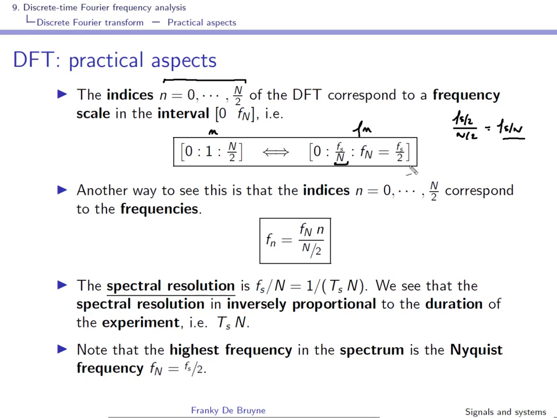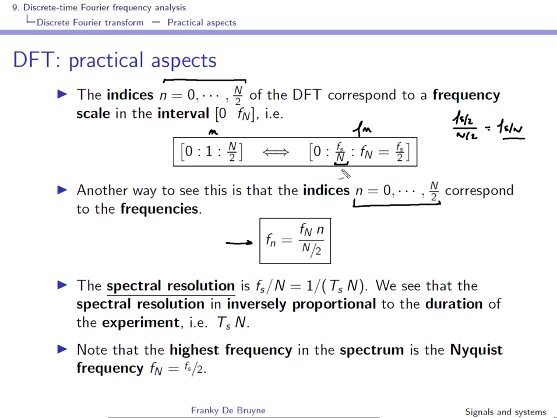So another way to see this is that the indices that range from 0 to N over 2 correspond to frequencies that are fN times the index n divided by N over 2. So n equal to 0 corresponds to the frequency 0, and N over 2 corresponds to the Nyquist frequency.